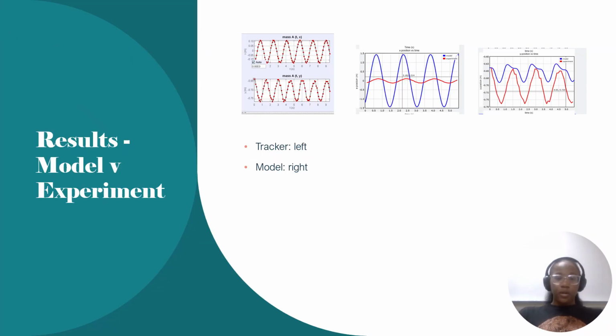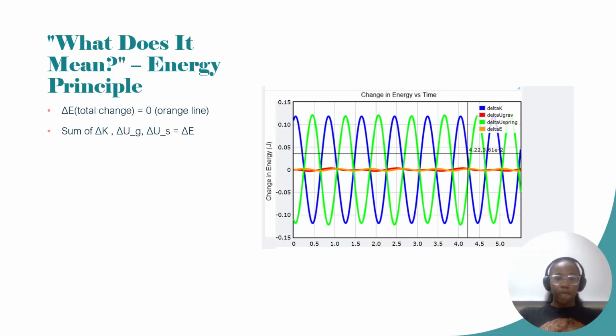Here I'm comparing my computational model's predictions on the right with my experimental data from Tracker on the left. If you look at the time intervals between the peaks, you'll see they are nearly identical. My model successfully captured the period of the oscillation, confirming that the spring constant and mass I used in the code were accurate to the real-world setup.